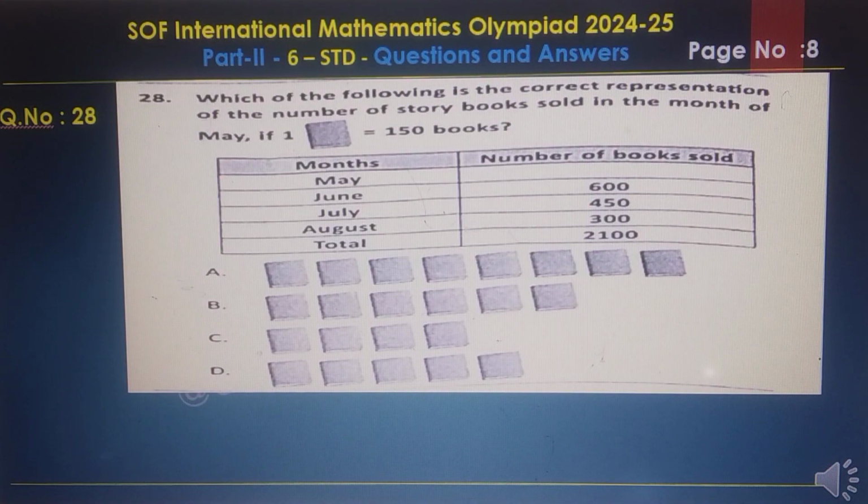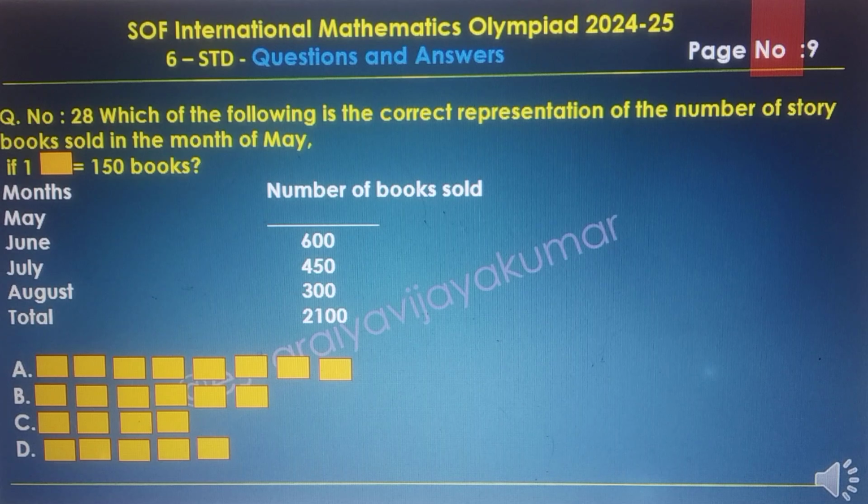Question number 28. Which of the following is the correct representation of the number of story books sold in the month of May if 1 box equals 150 books? This is the question. Options A, B, C, D are mentioned here. Here are the months and the number of books sold. May month has no value, and June month 600, July 450, August 300, and total 2100.